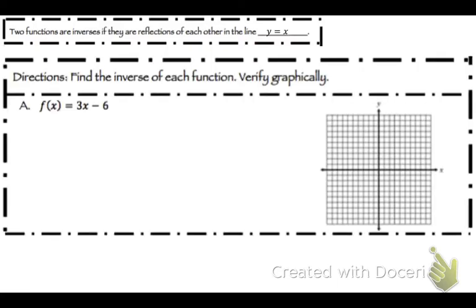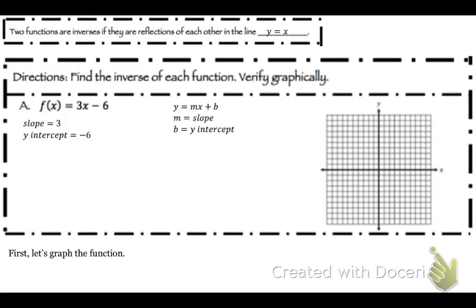Okay, and two functions are inverses if they reflect each other on the line y equals x. So this is how you determine it graphically. If we look at this, we can graph that. And remember the slope-intercept form, y equals mx plus b, where m is your slope, b is your y-intercept. So this is crossing at -6. It has a slope of 3, or 3 over 1. So I'm going to put a point at -6, go up 3 over 1, up 3 over 1, and there's the line.